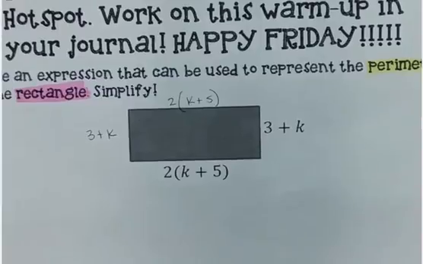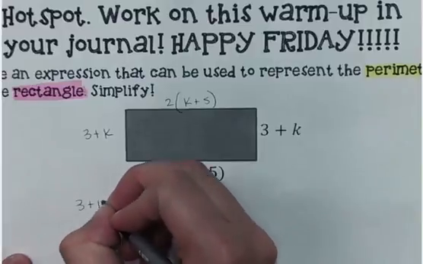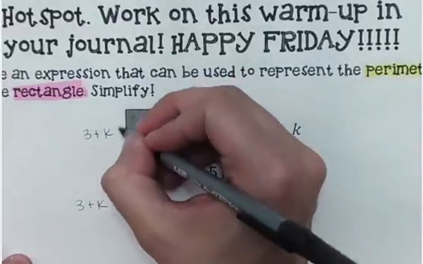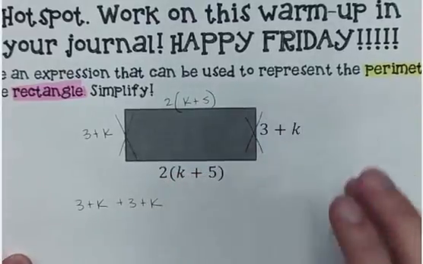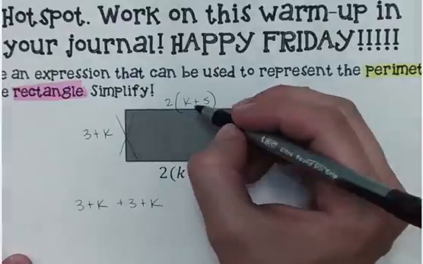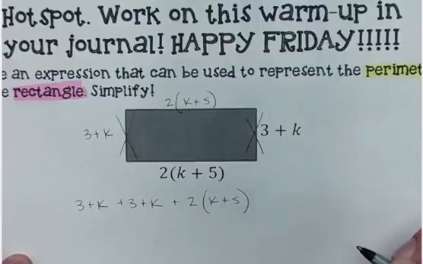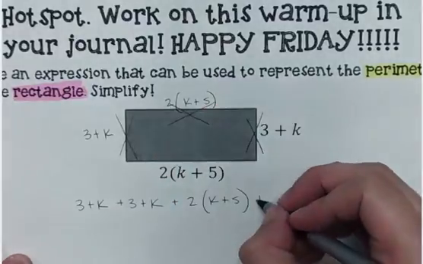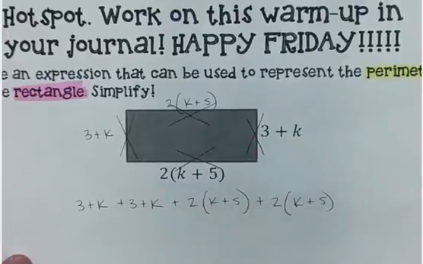Now I need to write an expression to simplify this perimeter. Well, again, perimeter means I'm adding up all of the side lengths. So I'm going to go ahead and write out all the side lengths added together. So I have 3 plus k, which takes care of this side, then plus 3 plus k, which takes care of this side, and then I have plus 2 parentheses k plus 5, and another plus 2 parentheses k plus 5. So I have all 4 sides added together.